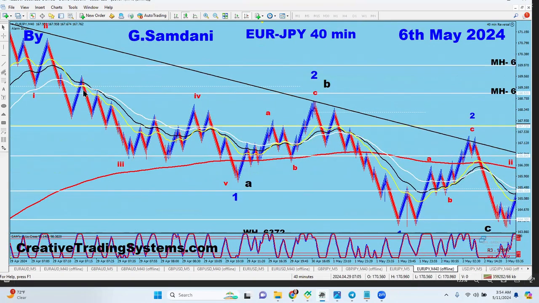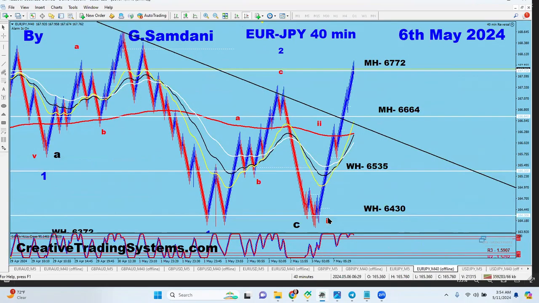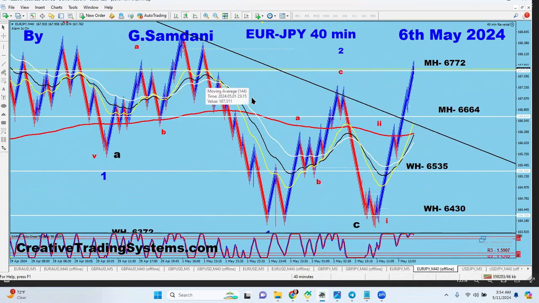So you see, this whole thing is a correction. This is wave A, this is B, and then this is A, B, C, all that correction, and after that, a big move to the upside. Now it's like wave 1 probably, right? Then it's going to drop in wave 2, or maybe a correction or something. But right now the correction is finished.